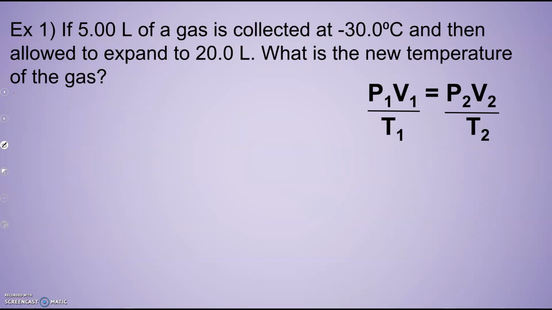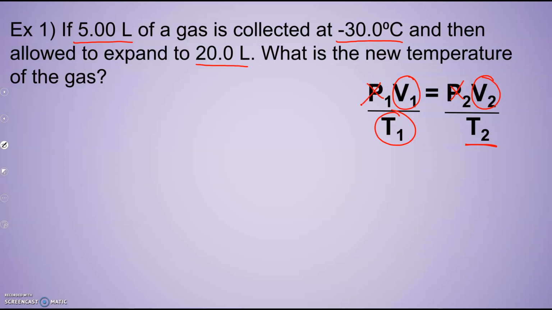All right, example 1. We have 5 liters of gas. So liters is telling us a volume. Okay, so we have that. It's collected at negative 30 degrees Celsius. That is a temperature. The gas is then allowed to expand to 20 liters. So we have another volume. What is the new temperature? So T2 is what we're looking for. So obviously in this scenario, pressure is not changing at all. So again, just leave it out.